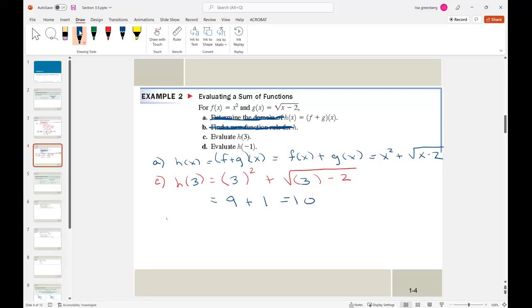So hopefully this is pretty easy for you guys. And I'll do -1 as well. This is where the parentheses really make a difference. So whenever you're doing this, if you have a negative, make sure you have those parentheses. Plus the square root. Okay. And what we want to plug in now is -1. So I have -1, -1, -1. And I can see that this is equal to 1 plus the square root of -3. So this is undefined.